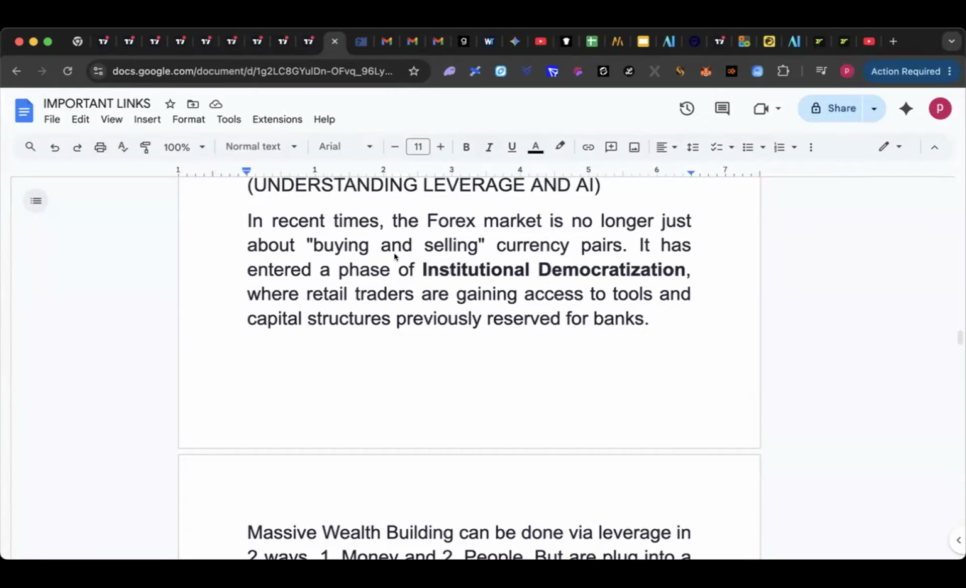In recent times, the forex market is no longer just about buying and selling. Is it wrong to learn how to buy and sell? No. But if all you put in your mind is how to buy currency pairs and sell them, you have made a very big mistake. Forex has entered a phase of institutional democratization, where retail traders are gaining access to tools and capital structures previously reserved for the banks.